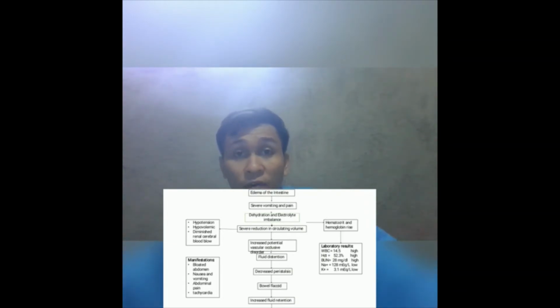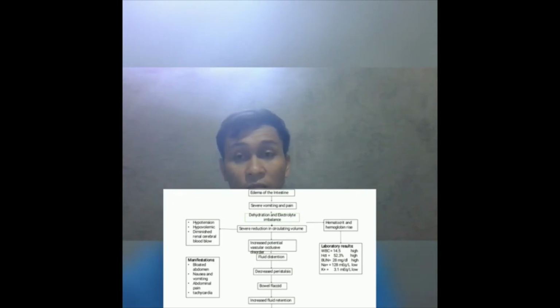Once the patient is vomiting because of the partial elimination of the fluid that accumulated there, there is dehydration and electrolyte imbalance because the electrolytes were excreted through vomiting. Then it may lead to severe reduction in circulating volume, which may result in hypotension, hypovolemia, and diminished renal and cerebral blood flow due to poor blood circulation throughout the body. And fluid was lost, but the red blood cells are not, so hematocrit and hemoglobin values rise.